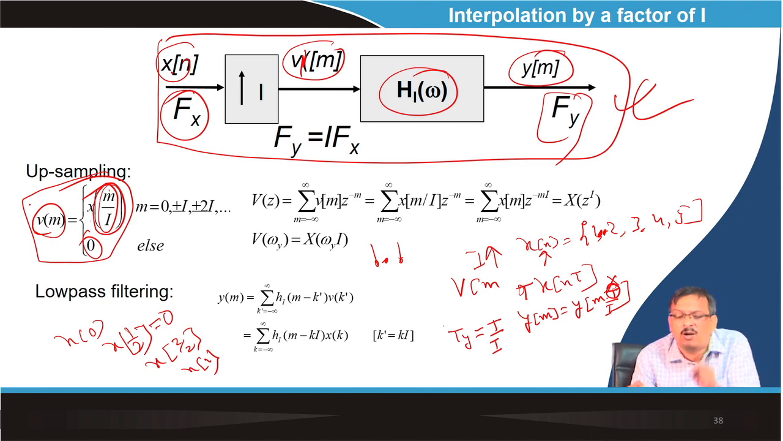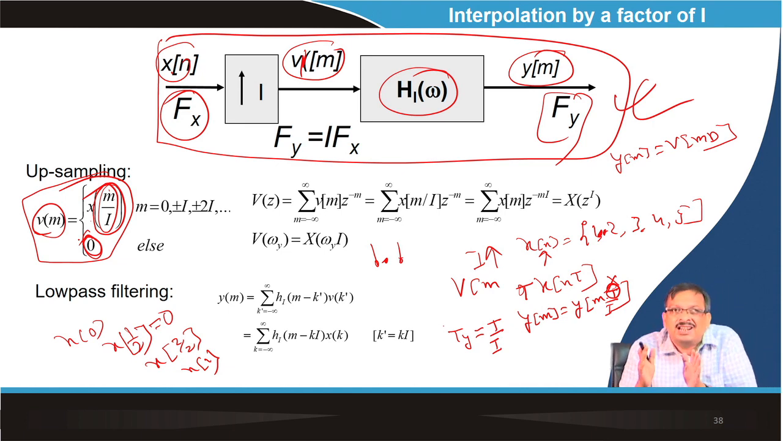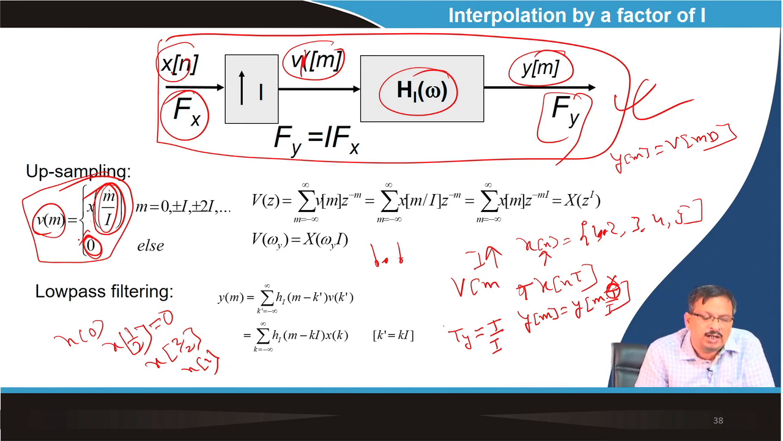But in case of downsampling, we said y of m is equal to v of m into D. We discarded samples there, we did not take them. Here I am not discarding, I am putting 0 in between two samples. So if I equal 3, I am putting two 0s.